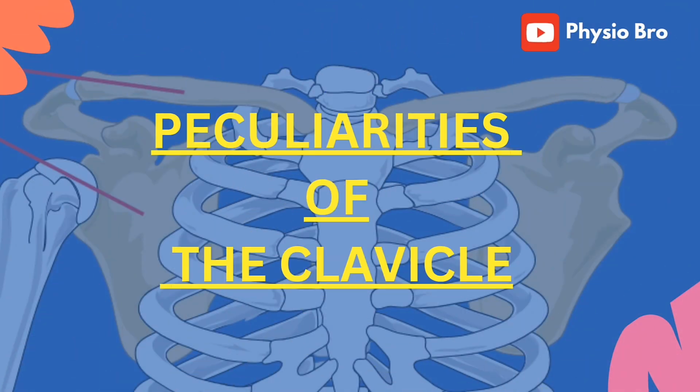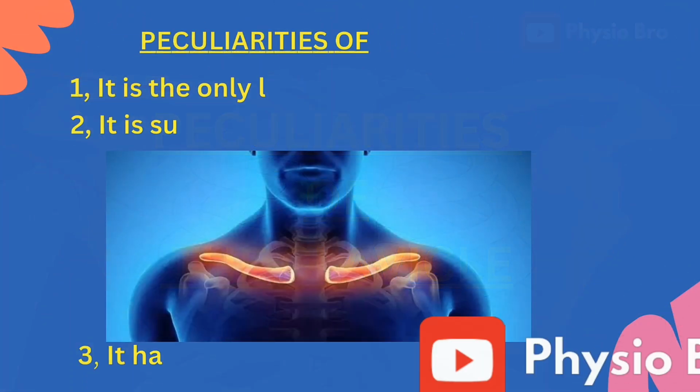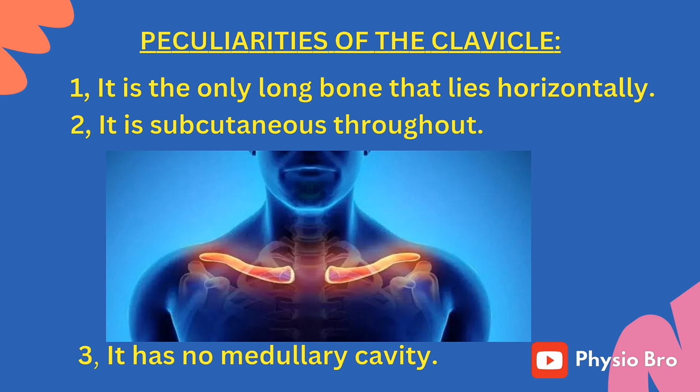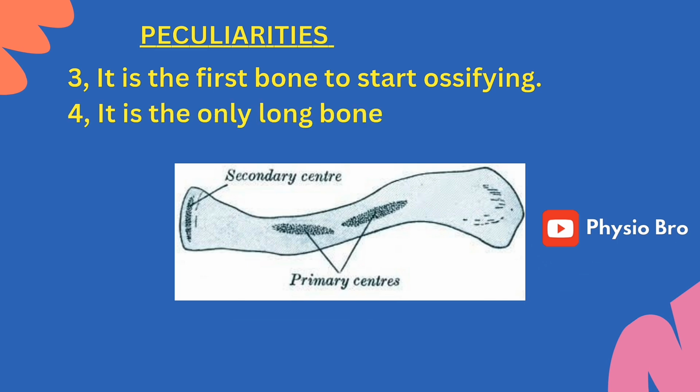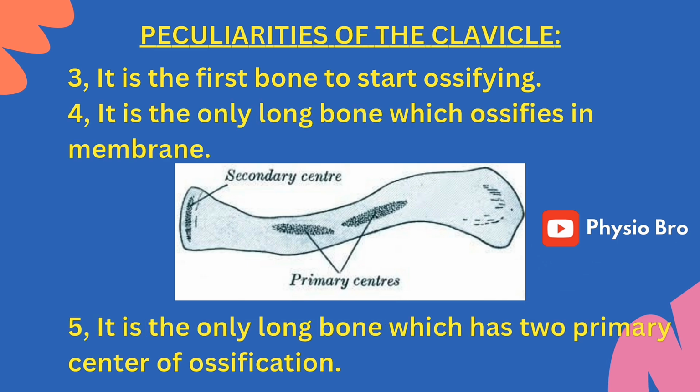Peculiarities of the clavicle. It is the only long bone that lies horizontally. It is subcutaneous throughout. It has no medullary cavity. It is the first bone to start ossifying. It is the only long bone which ossifies in membrane. It is the only long bone which has two primary centers of ossification.